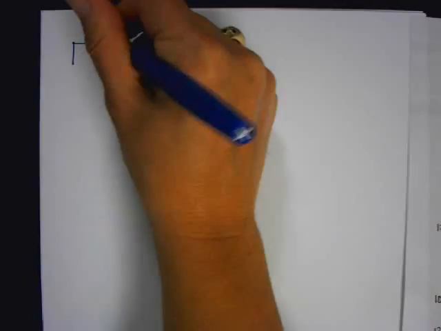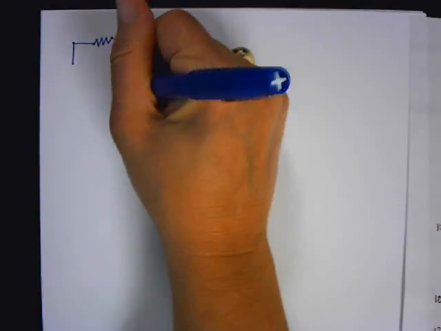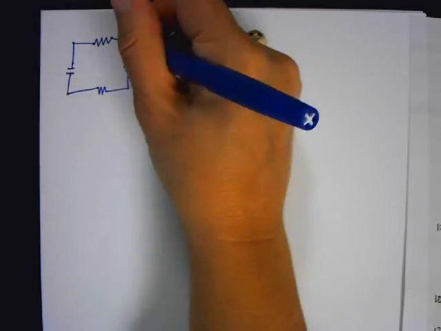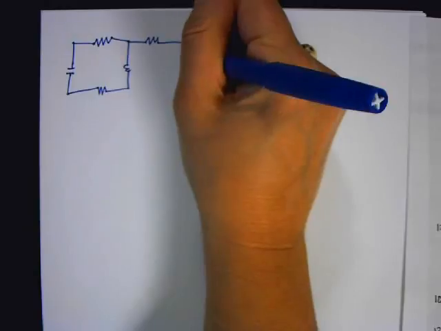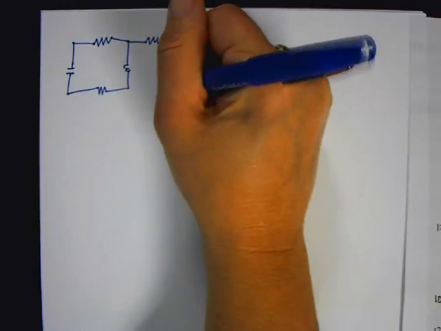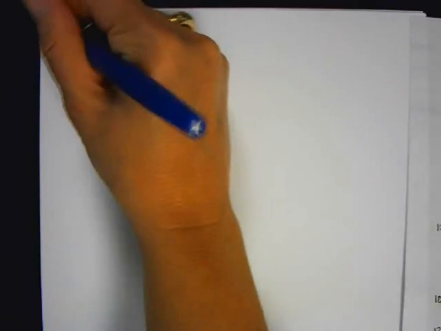Alright, now the first thing we're going to do is redraw that schematic diagram. And we're going to redraw it because we use all of our diagrams, all of our schematics, to figure out different stuff. So this is number 8 on the back.